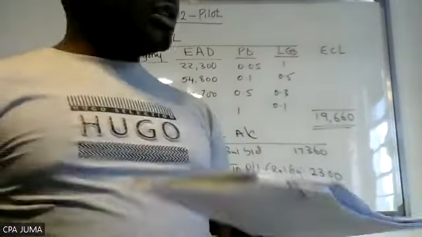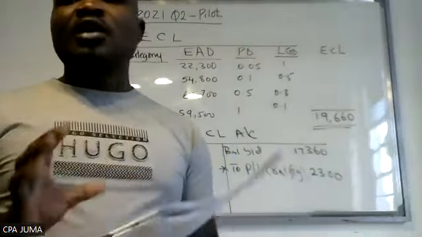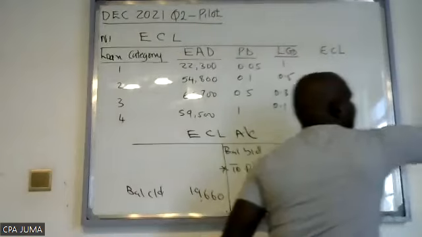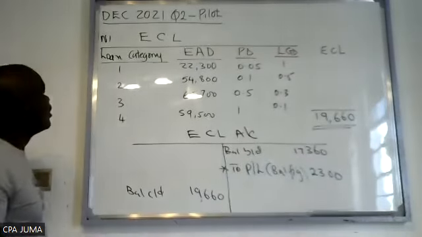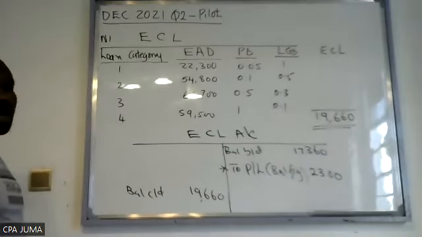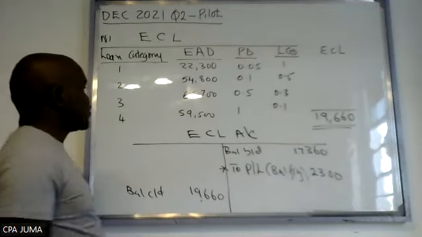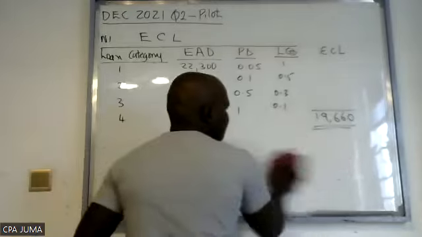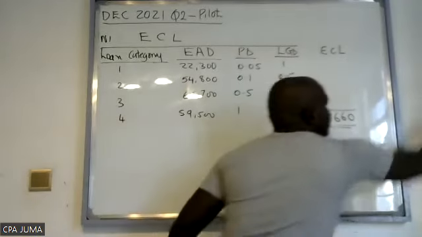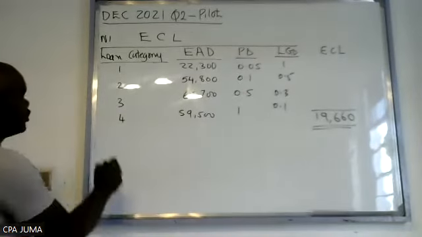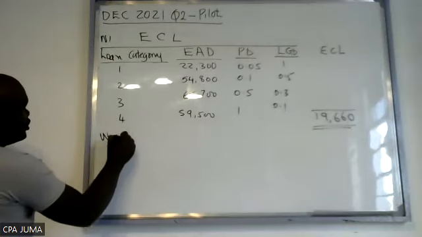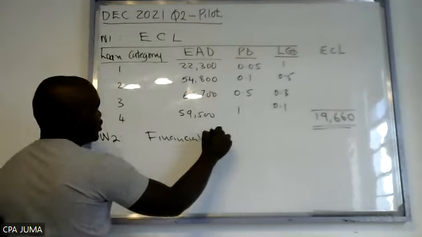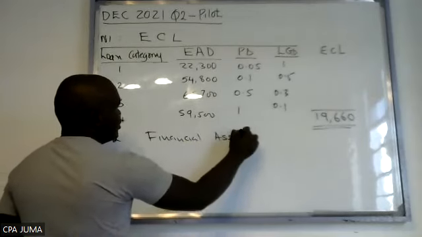So for that, there is no need of doing a working, but let's just do something small for our understanding purposes. So let's call it our working two. So up there, working two. Working two, financial assets.